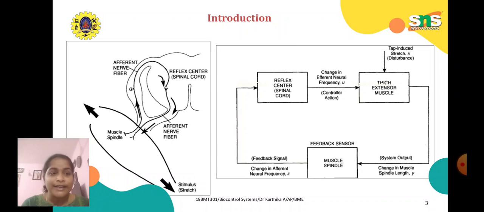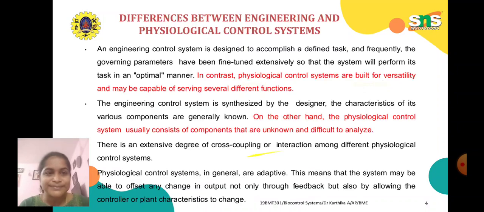Okay, finally we have the physiological control system elements U, X, Y and Z. U is the change in afferent neural frequency, the disturbance tap-induced stretch is X, the change in muscle spindle length is Y, and the change in afferent neural frequency is Z. This is how our physiological elements are converted into a block diagram of a control system.